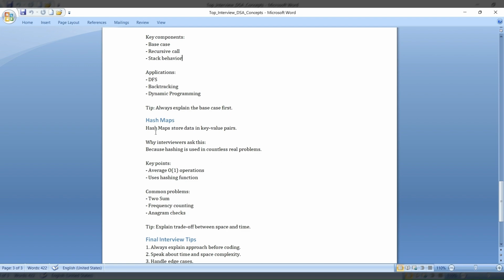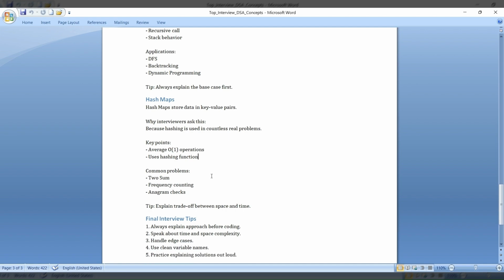The last topic is hash map. Hash map is also asked in interview questions, and it is used to store data in key-value pairs. The interviewer asks this question to check whether you understand the hashing algorithm, why it is used in real problems, and they may ask some real-world examples. So you should prepare these things as well. The key points you can follow are average O(1) operations, and it uses a hashing function to find the index of the element and to store it.